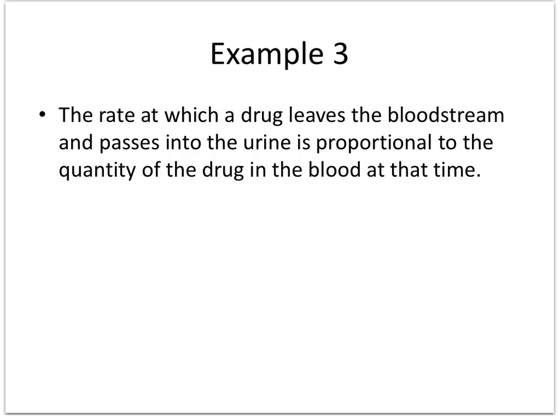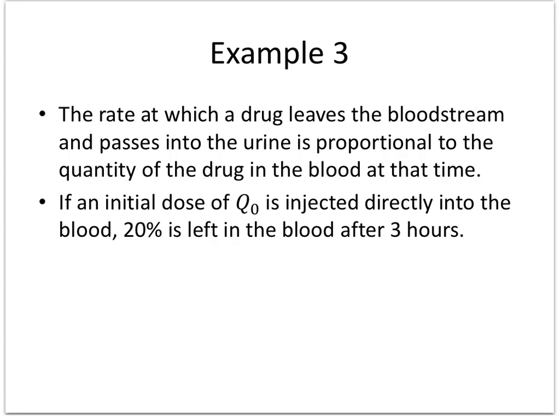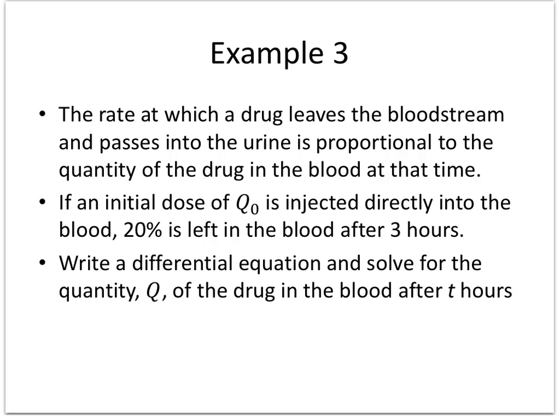All right, example 3. The rate at which a drug leaves the bloodstream and passes into the urine is proportional. That's the key word in all of these, that constant of proportionality, to the quantity of the drug that's in the blood at that time. If an initial dose, Q sub 0, there you go, Justin. I keep wanting to call you Ben. It is injected directly into the blood, 20% is left in the blood after 3 hours. Write a differential equation, go.